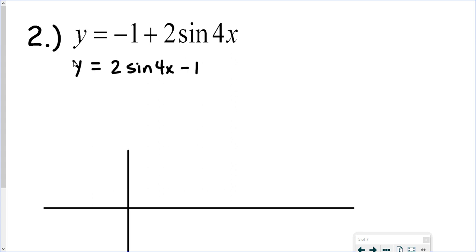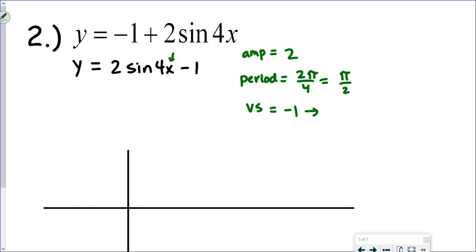Okay, so my amplitude is 2. My period is 2 pi over 4, which makes this pi over 2. And I don't have a phase shift because I don't have anything added or subtracted with parentheses in here with the x. So that -1 at the end is a vertical shift. That's -1, which means down 1.